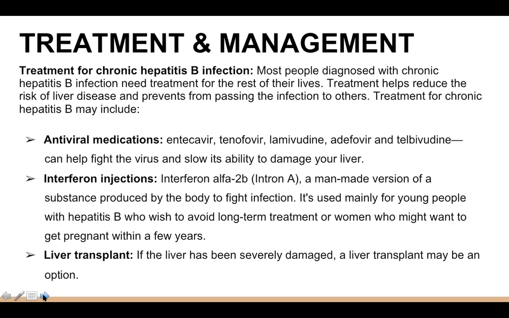Number 2 is interferon injections like interferon alpha-2b, or Intron A, a man-made version of a substance produced by the body to fight infection. It is used mainly for young people with hepatitis B who wish to avoid long-term treatment, and for women who might want to get pregnant within a few years. Then the third is a liver transplant. If the liver has been severely damaged, a liver transplant may be an option.